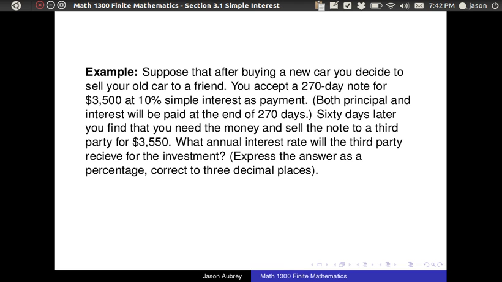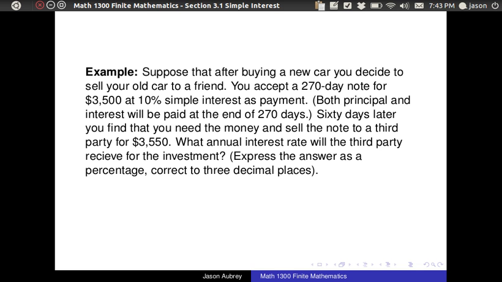All right. Now you could sell the car now, but your friend wants to wait 270 days to give you the money, wants the car now. So you're going to charge some interest. All right. So the car is valued at $3,500. That's how much you're selling the car for. And you're going to charge your friend 10% simple interest for the privilege of not having to pay you for 270 days. Okay. At the end of that time, at the end of the 270 days, the principal and the interest will be paid at that time. All right. So your friend gives you this note of guarantee that he's going to pay you, drives off with the car. Okay. You don't have any money yet.